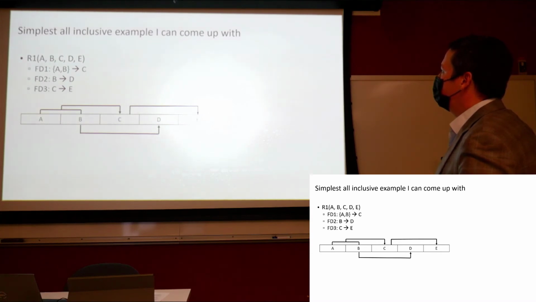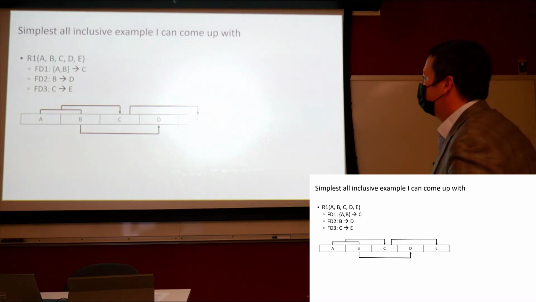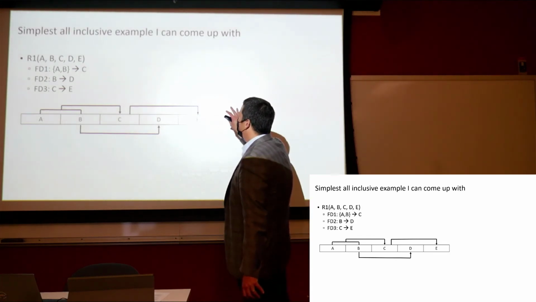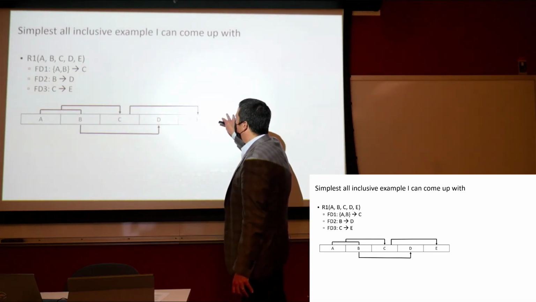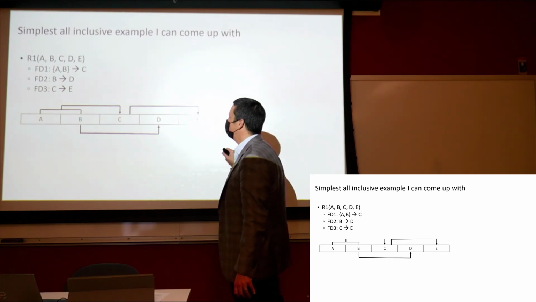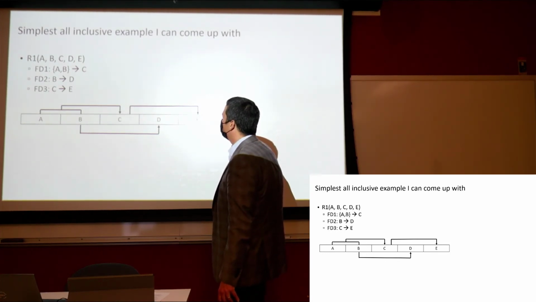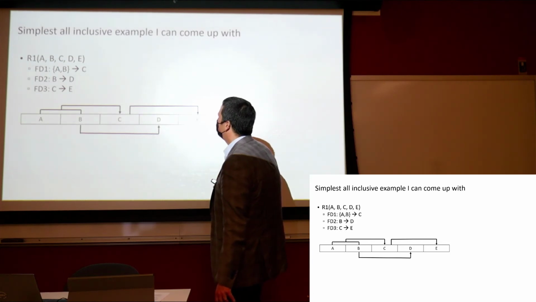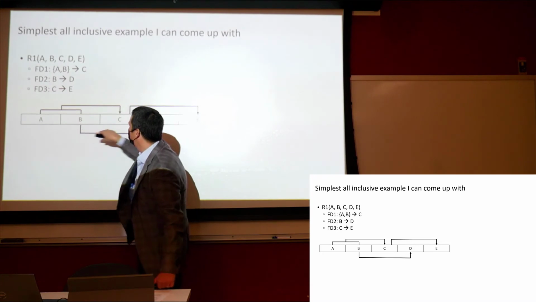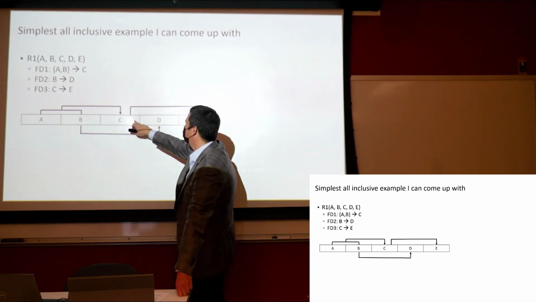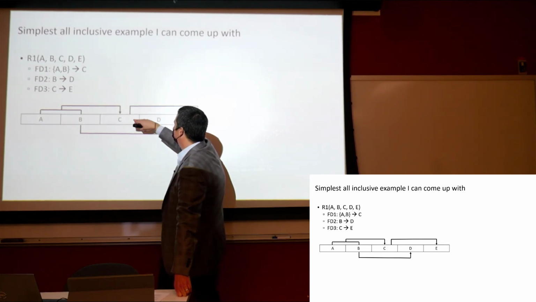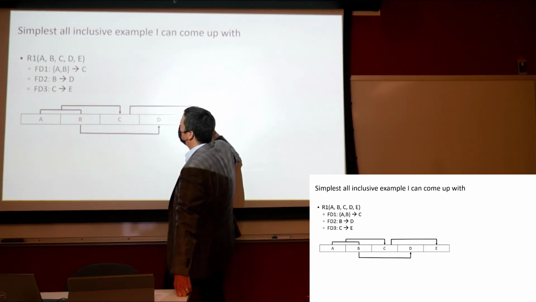So this is the, I think we have this example in a previous slide, but this is just the simplest, most straightforward, all-inclusive example that I can come up with that illustrates a violation of second and third normal form. So in this case, we have these three functional dependencies. Here's our dependency diagram. A and B together functionally determines C. B by itself functionally determines D. And C by itself functionally determines E.